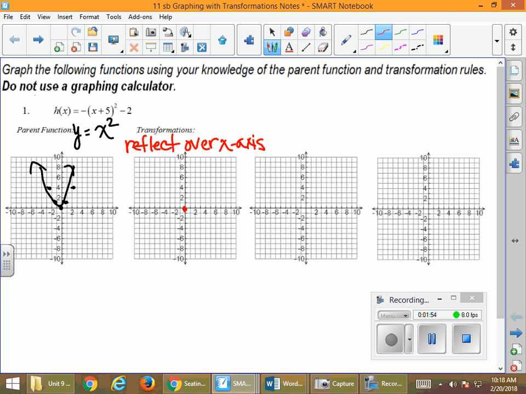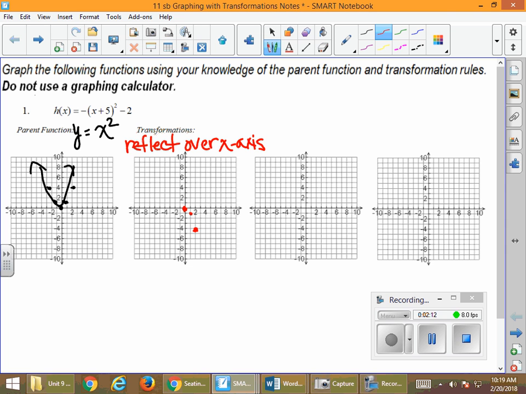so we're going to start with 0, 0. Remember, we're flipping over. So instead of one to the right and one up, we're going to go one to the right and one down. Instead of 2 spaces to the right and 4 up, we're going to go 2 spaces to the right and 4 down.